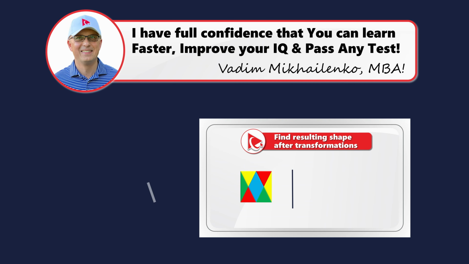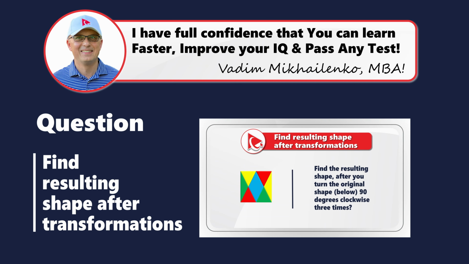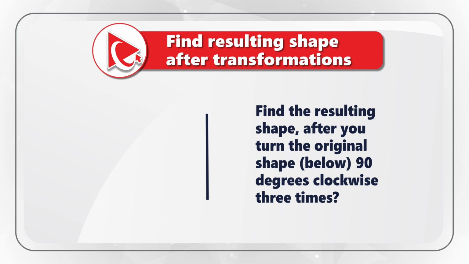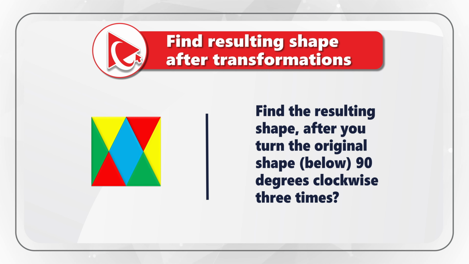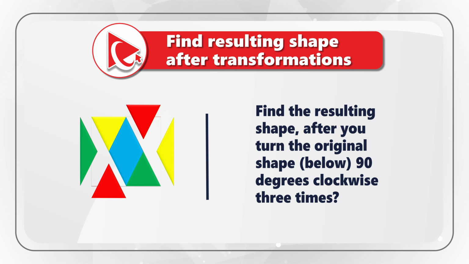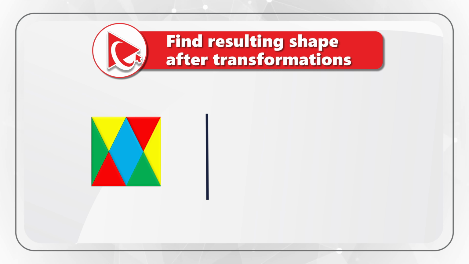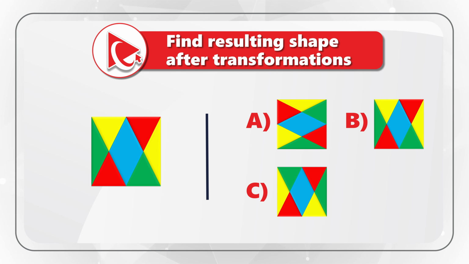I love this challenge because it tests your analytical skills and spatial reasoning skills so well. You need to find the resulting shape after the transformations. You're presented with a square that consists of different triangles of different colors. And you need to turn the original shape 90 degrees clockwise 3 times. You have 4 different choices to select the shape after the transformations: Choice A, B, C, and D. Take a close look to see if you can calculate the final solution.